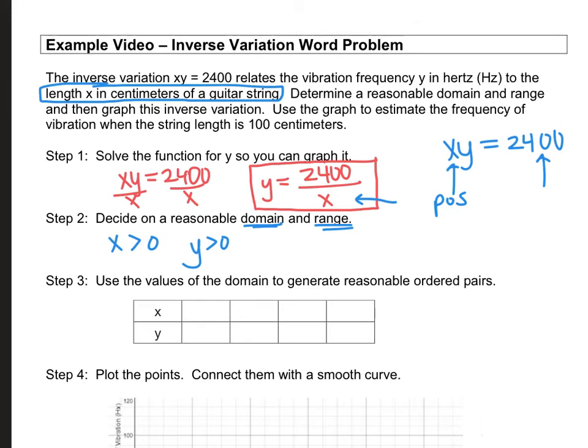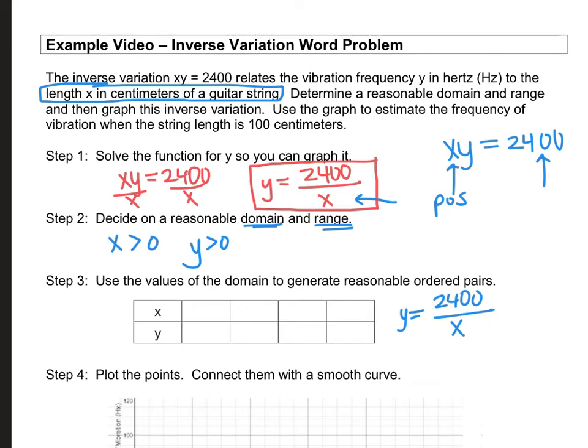Okay, so use the values of the domain to generate reasonable ordered pairs. So again, y equals 2400 divided by x. The reason why we talked about the domain is we're not going to pick any negative numbers, and we're not going to pick 0 because that doesn't make sense in the context of this problem. Even though 2400 will divide by negative values, we're not going to put those in our table of values. So this graph will be one of the curves, one of the parts of the two-part inverse variation graphs that we've seen so far.